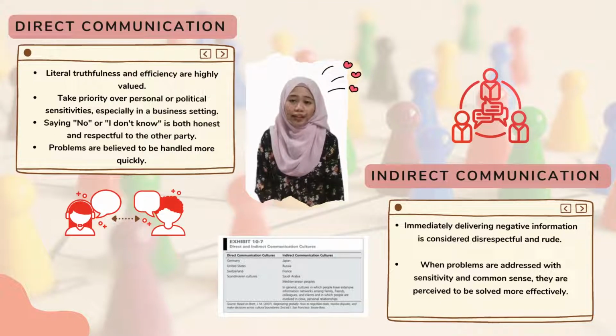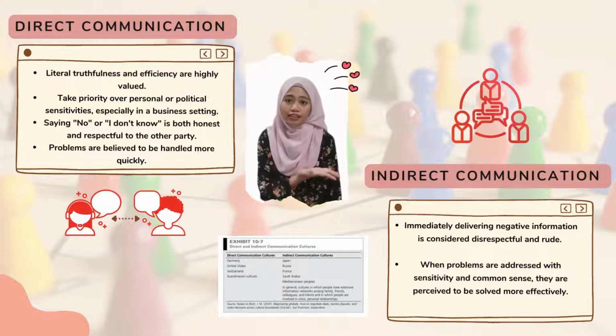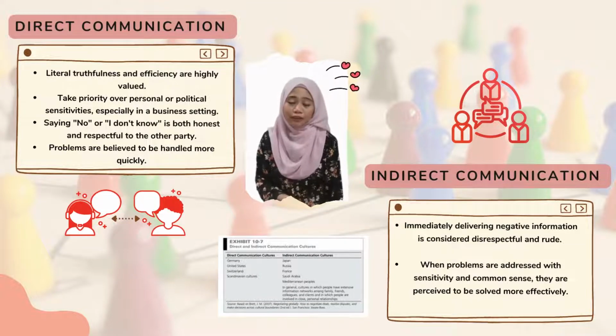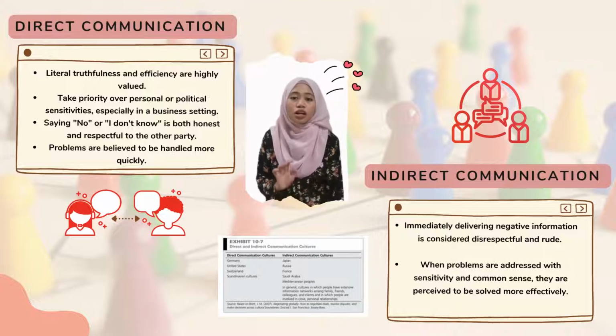When this culture becomes open and truthful conversation is encouraged, problems are believed to be handled more quickly. While in indirect communication cultures, for example Japanese, Chinese, Indian, and Saudi Arabian, immediately delivering negative information is considered disrespectful and rude, especially in a business situation. In this situation, polite reasons or avoidance are made, whereby both sides typically acknowledge and accept it as such. In extreme situations, outright fiction is invented, again with both parties acknowledging that a diplomatic technique is being used. When problems are addressed with sensitivity and common sense, they are perceived to be solved more effectively.